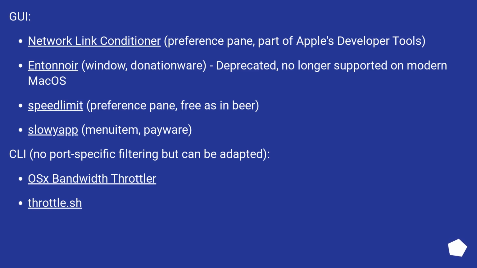CLI: no port specific filtering but can be adapted. OS X bandwidth throttler. Throttle.sh.